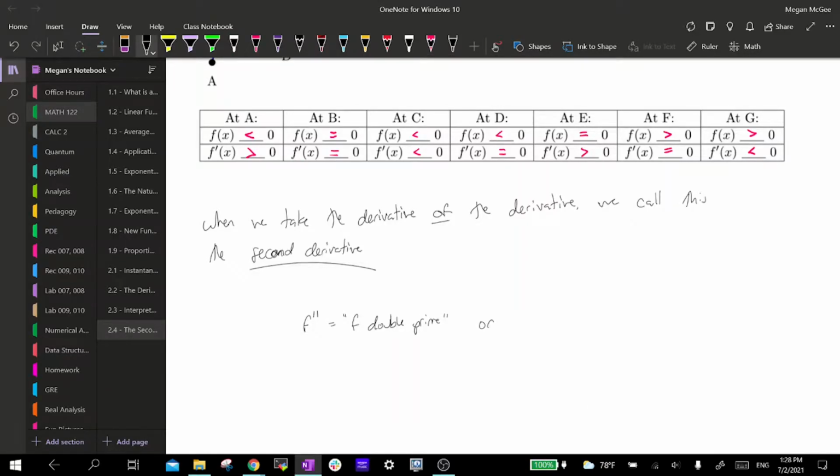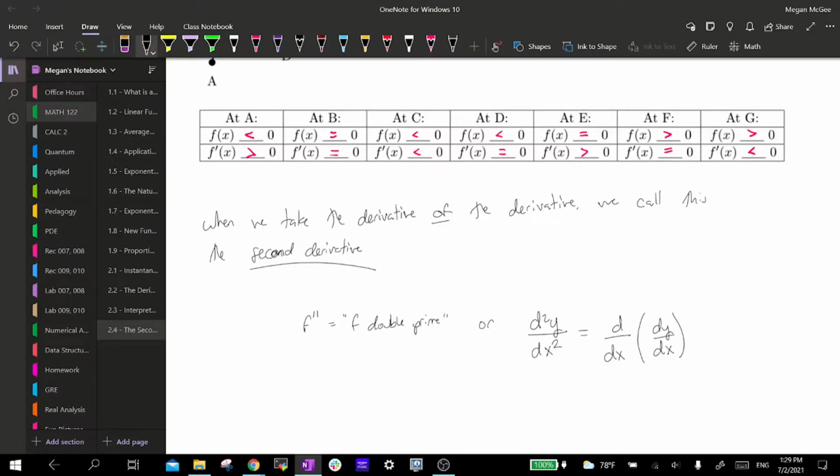Or if we write it in our Leibniz notation, we have d squared y over dx squared. And notice in our numerator, the squared goes with the d, and in our denominator, our squared goes with the x. Alright, so this is the same thing as writing the derivative with respect to x of the derivative of y with respect to x.